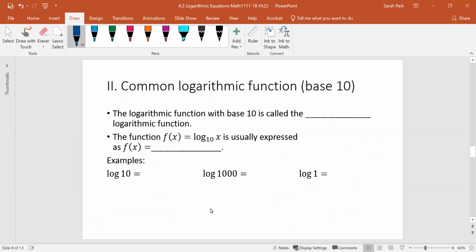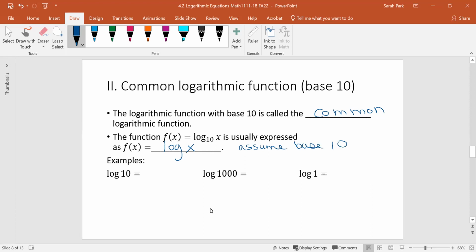Okay, let's talk about the common logarithmic function again. We have base 10, and the logarithmic function with base 10 is called the common logarithmic function. And the function f of x equals log base 10 of x is usually expressed as f of x equals log of x without the base written. So if you see log without a base, assume base 10.